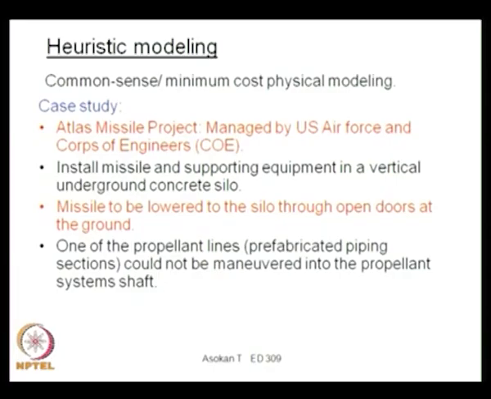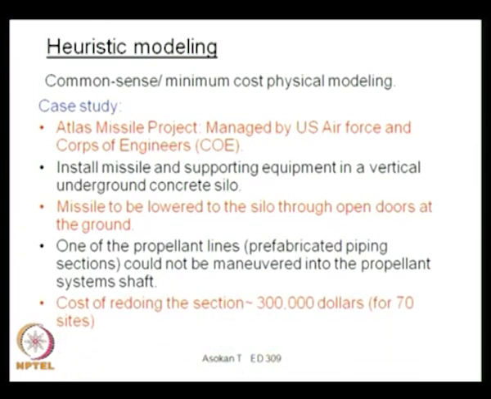propellant system's shaft. There was a propellant system shaft which should carry the propellant lines, but they were not able to maneuver this shaft into the silo they had created. They tried many ways to do this, but they could not bring the shaft into the silo because the propellant lines were obstructing its movement. If they had to redo the complete section, it would have cost around $300,000 for 70 sites. So that was the problem.